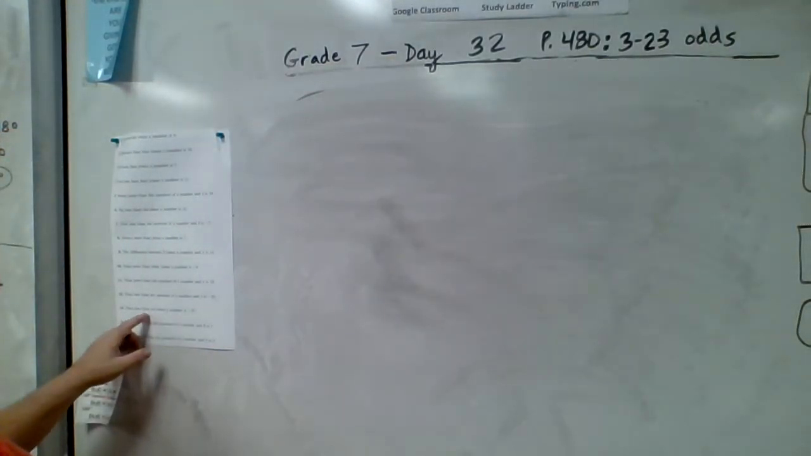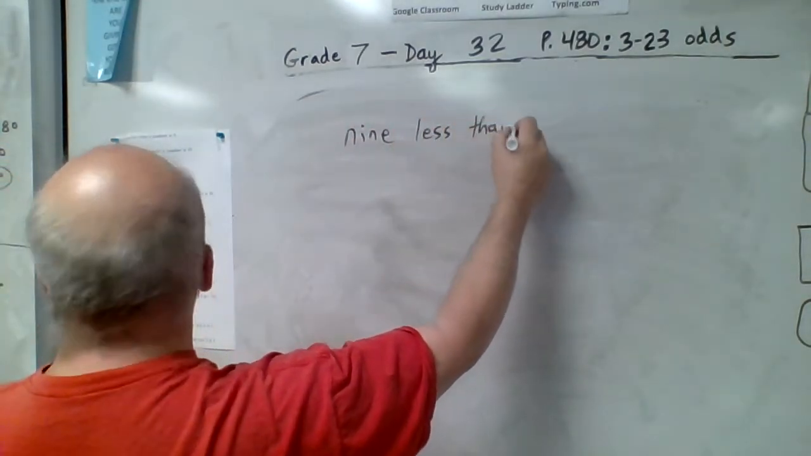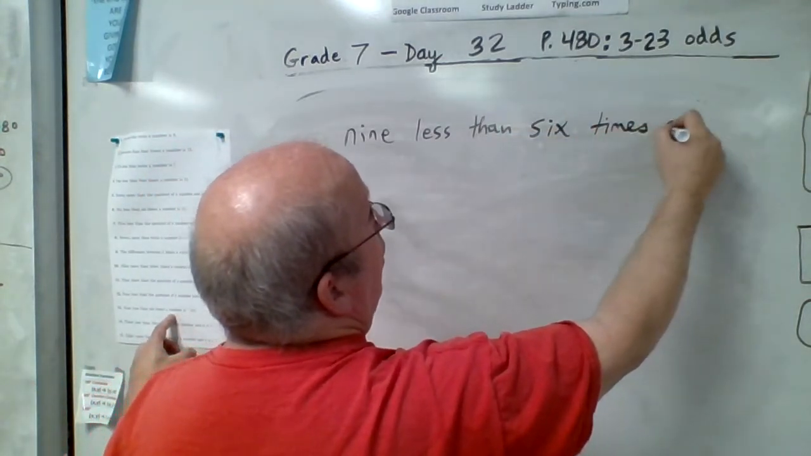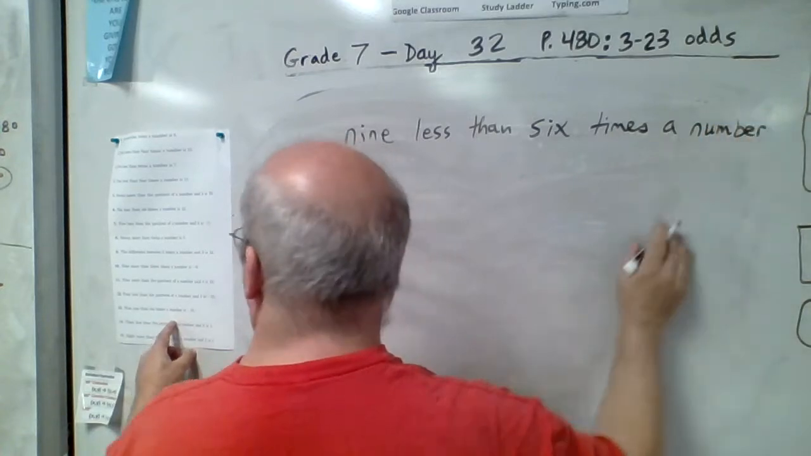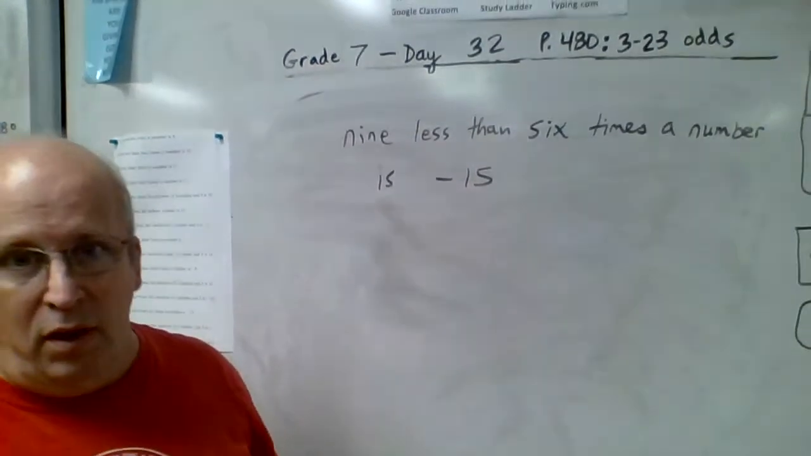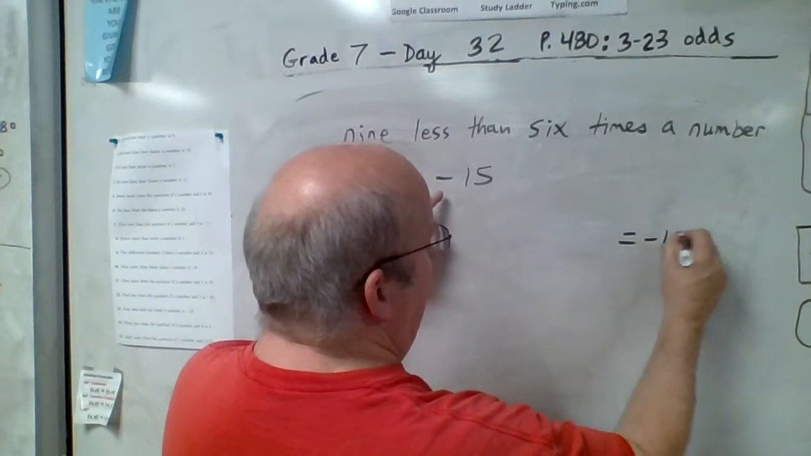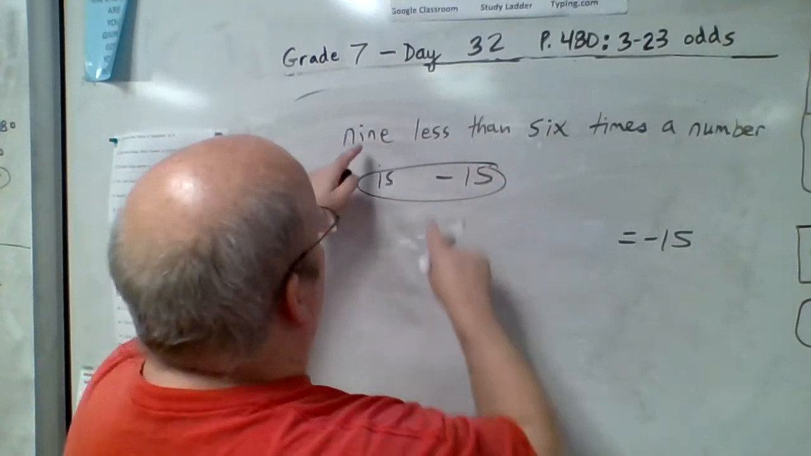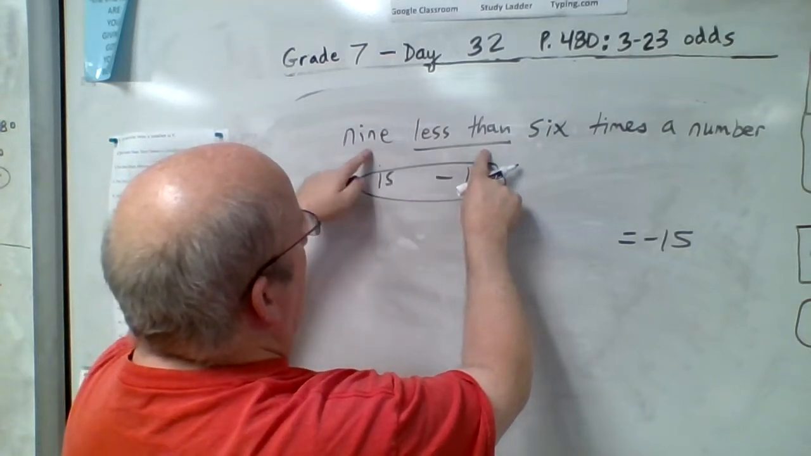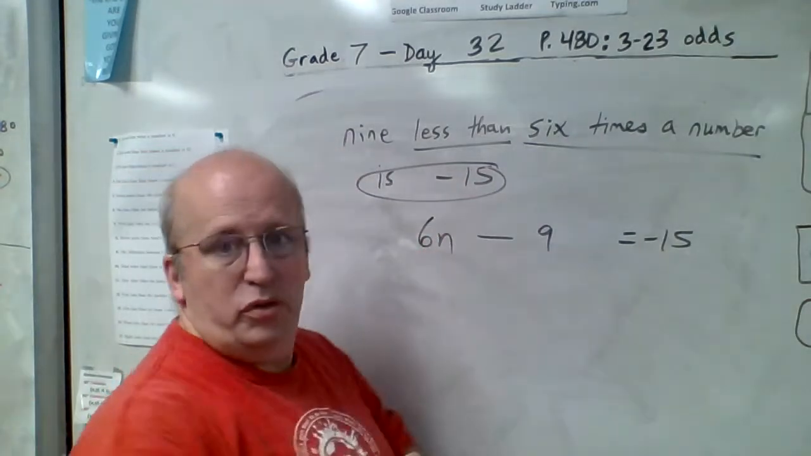How about 9 less than 6 times a number is negative 15. Okay. Do you see the equal sign and the negative 15 at the very end, right? So we know that's going to happen at the end. We've covered this part of it. Less than. That means flipping action, right? We got to flip things. 9 is going to go second, and the 6 times a number goes first, right?